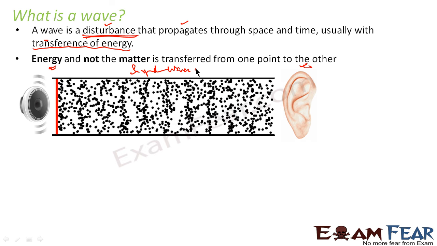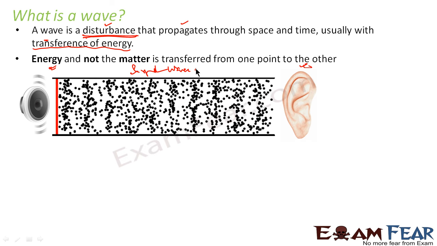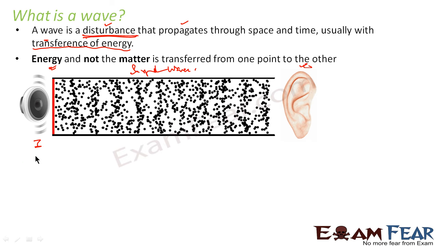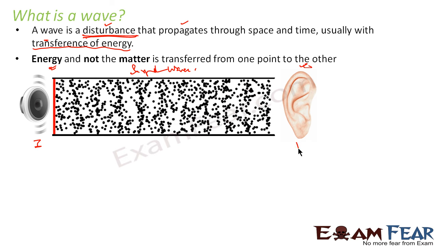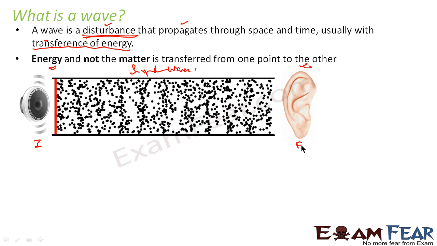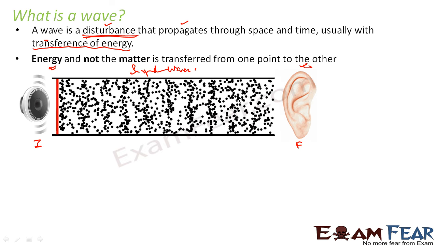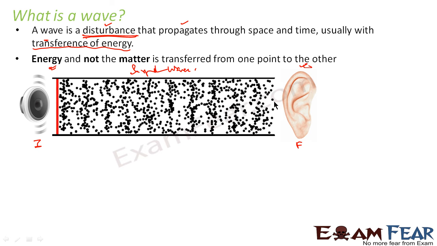Basically, transfer of energy will take place from one point to another. The initial point from where transfer of energy starts taking place is this. This is the initial point, the source of the wave. And this is the final destination where the wave has to reach. The energy transfers from this initial to this final position with the help of the particles in the medium.